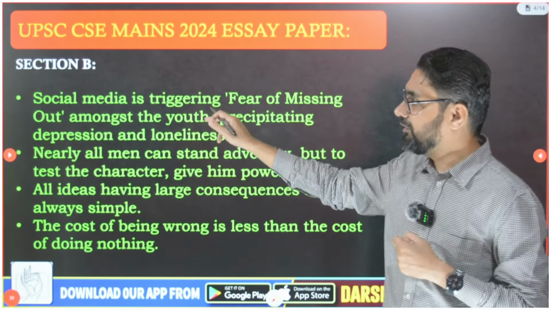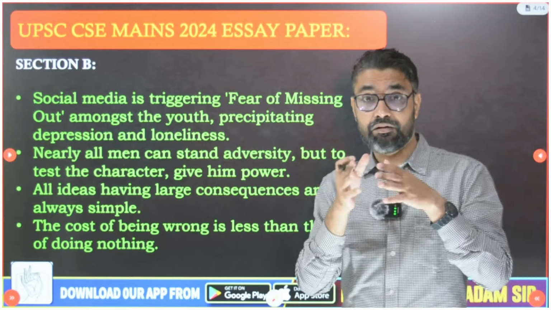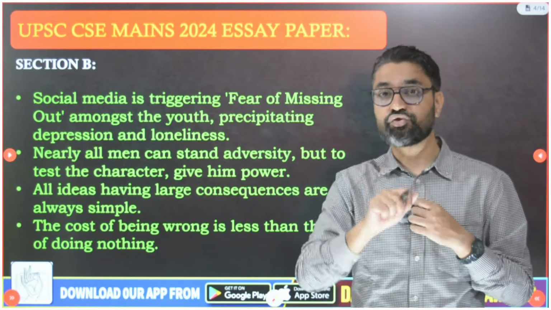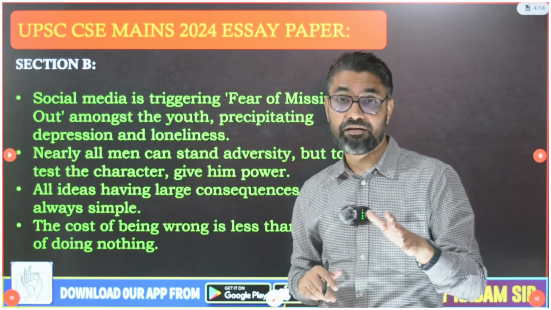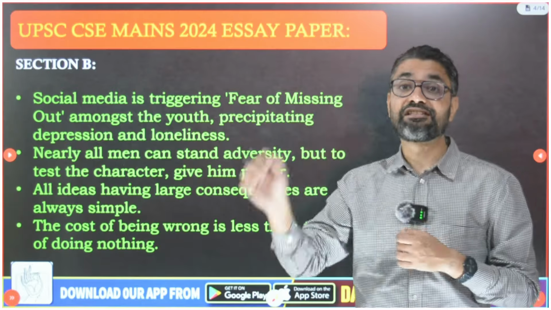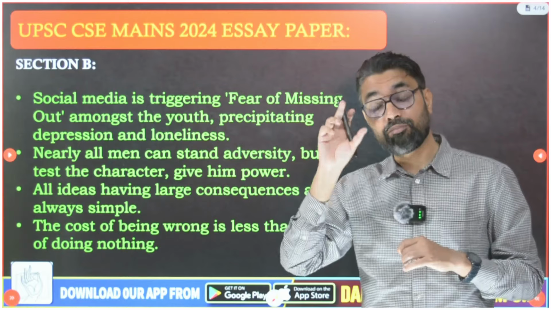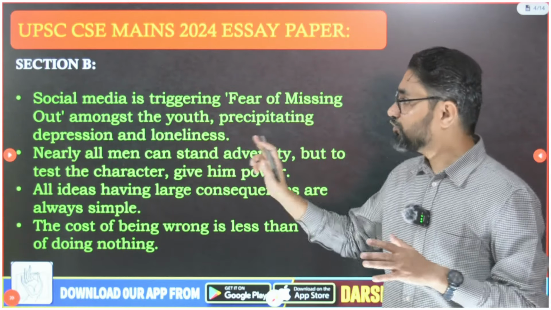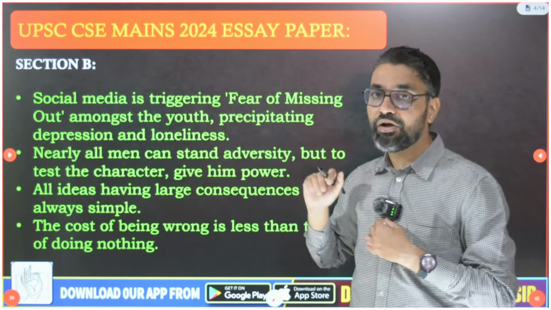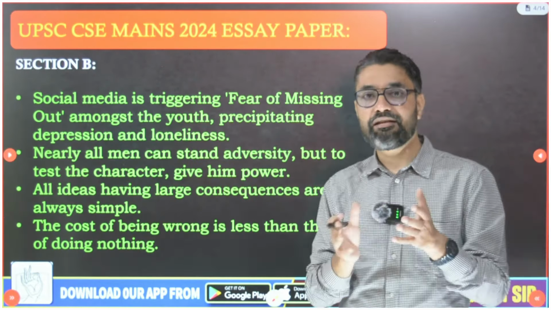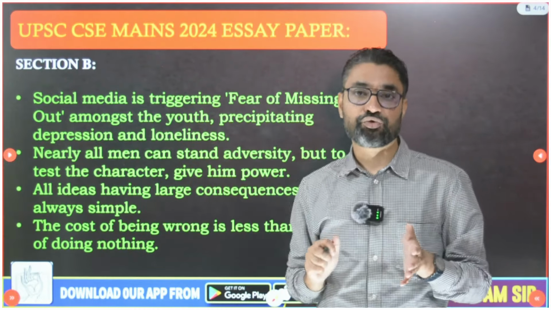Now for section B, they have asked an essay on social media. UPSC has already asked one essay on social media many years back, maybe 7, 8, 10 years back. I don't remember the year exactly. The essay was: social media is inherently a selfish medium. And now again they have asked an essay on social media from the same angle: that social media is triggering fear of missing out amongst the youth, precipitating depression and loneliness. So again, the drawbacks or dangers of social media.